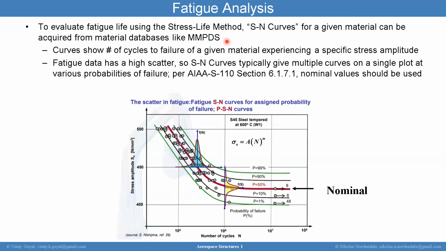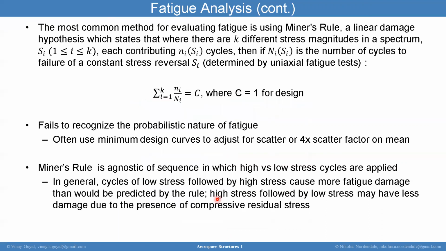Fatigue data has higher scatter, so the S-N curve usually gives multiple curves on a single plot at various probabilities of failure. You can see here you have multiple plots at different probabilities of failure. But in the standard we're talking about right now, which is section 6.1.7.1, we want to use the nominal curve, which is the red curve. But depending upon the program, you may be requested to use the green curve. So just keep that in mind as you're doing the fatigue assessment of a sample under repetitive loading conditions.